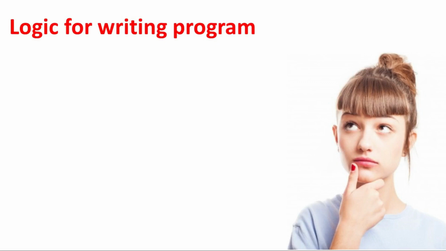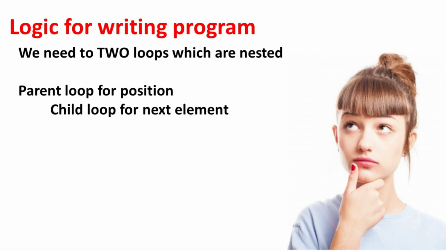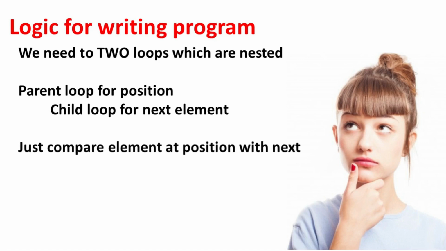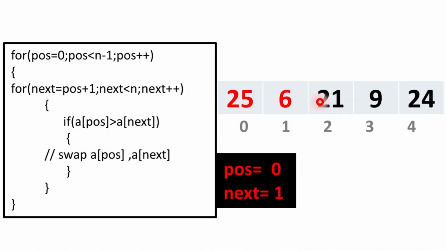What is the logic to write the program? We require 2 nested loops. Parent loop for position. Every time we pick a position, there should be a child loop to iterate over the next elements. Every time we iterate in the child loop, we need to compare the position element and the next element. Wherever swapping is required, swapping will be done. We'll repeat this process till the end, and at the end, we can see our array is in ascending order or in descending order. This is the main logic.